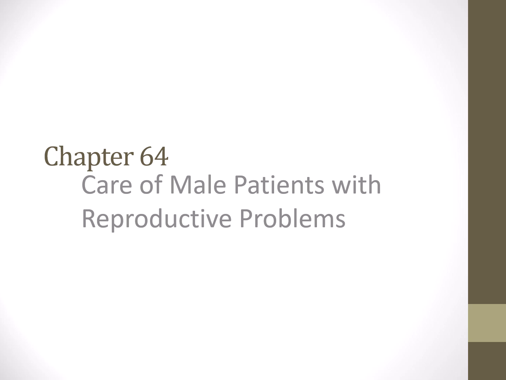Chapter 64 is in your Iggy Volume 2 book on pages 1556 through 1581. In this chapter, we will cover diseases that affect the male urinary and reproductive systems and the nurse's role in caring for these patients.